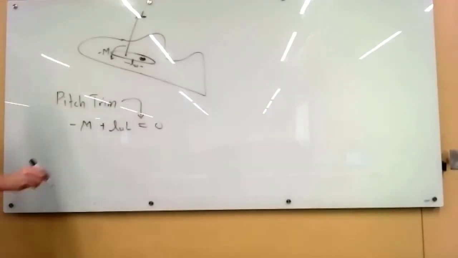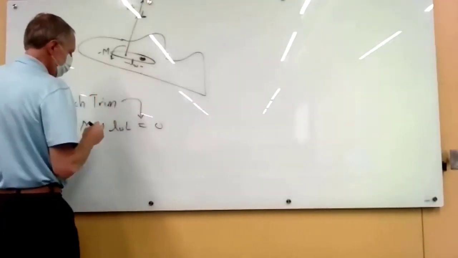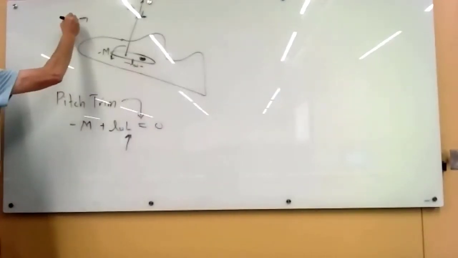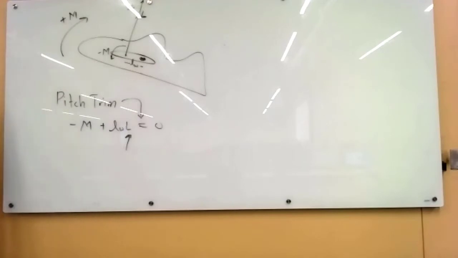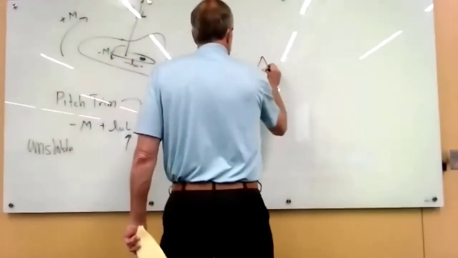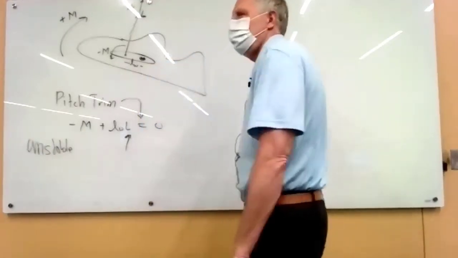The downside was that if we experienced a gust, we get an increase in lift, so we get a vertical gust, and then that messes up the pitch trim because the lift increases, and the airplane wants to pitch nose up, which increases the angle of attack, which increases the lift, which makes it pitch up more. So we call that unstable. And it's indicated by the change in pitching moment with respect to angle of attack.